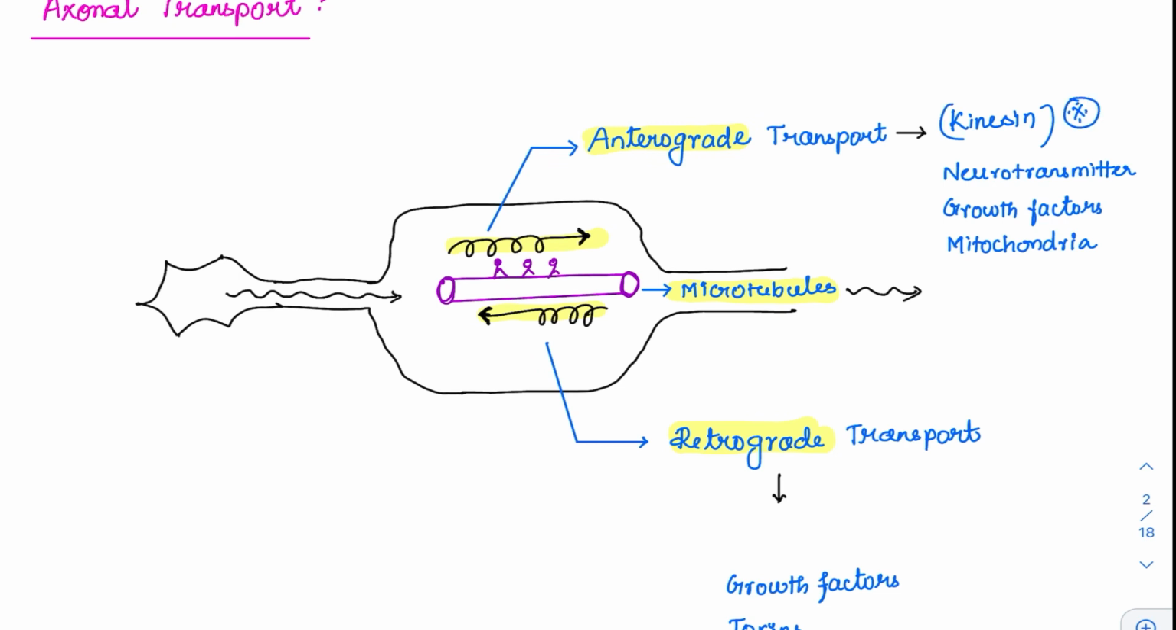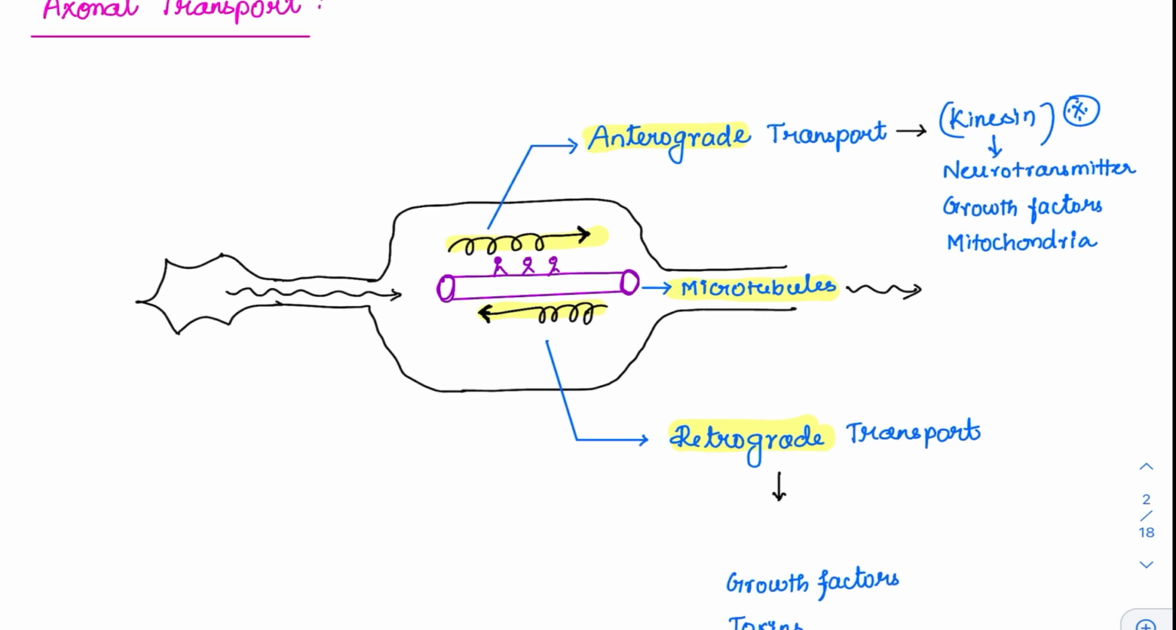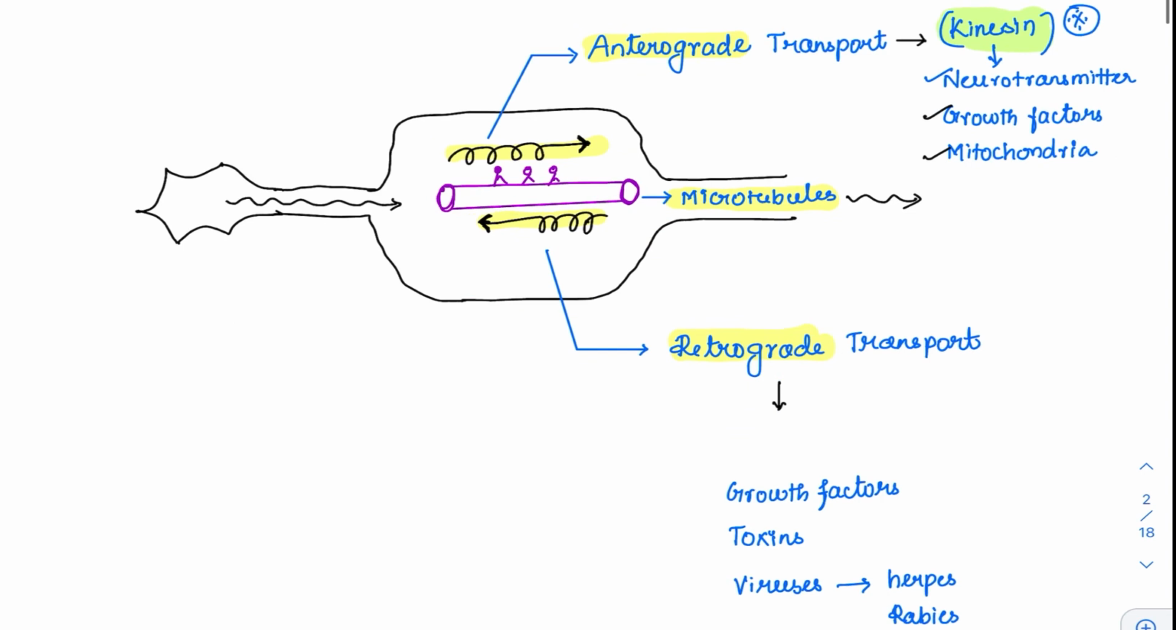What are the substances transported by it? It transports various substances like neurotransmitters, growth factors, and mitochondria. All the substances produced in the cell body are taken in an anterograde direction by kinesin. This is important.